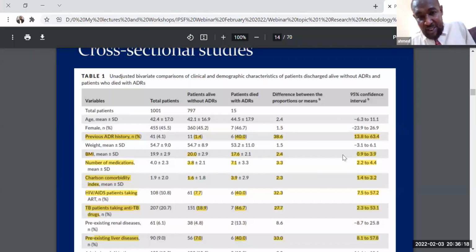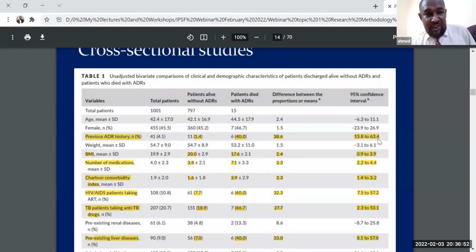Here, the difference between the proportion of patients who have a previous adverse drug reaction history among patients who died compared to patients alive is significant. Without even seeing the p-value, the confidence interval all has values above zero, from 13.8 to 63.4.